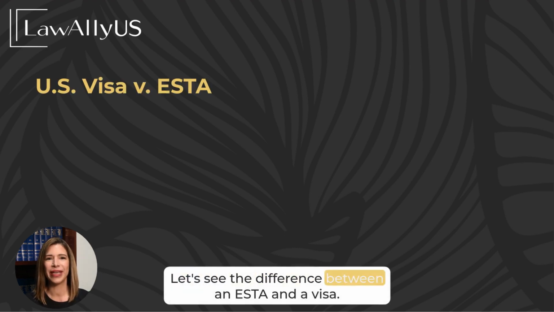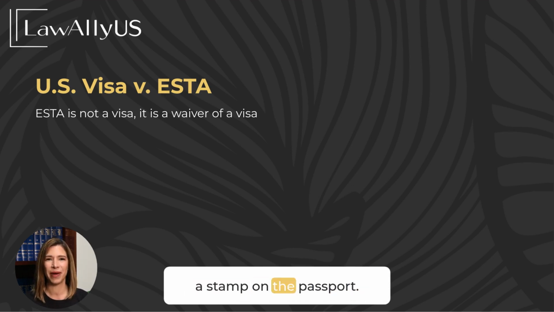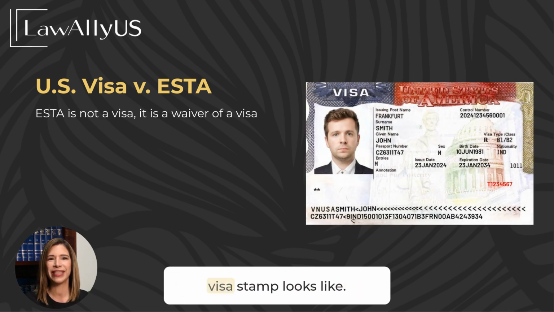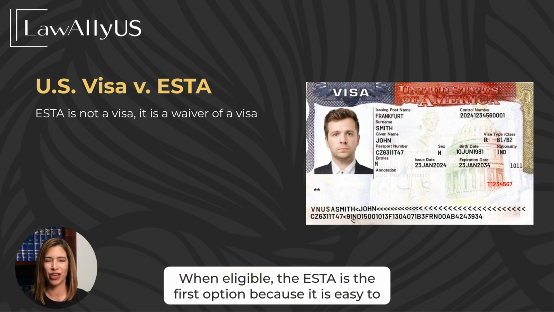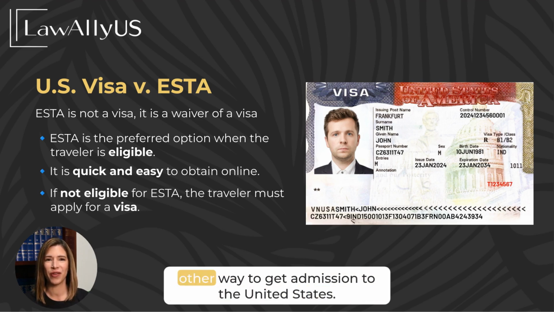Let's see the difference between an ESTA and a visa. ESTA is not a visa, it is a waiver of a visa and does not provide a stamp on the passport. For illustration on the screen, you can see an example of what a visa stamp looks like. When eligible, the ESTA is the first option because it is easy to get. But when the traveler is not eligible, applying for a visa is the other way to get admission to the United States.